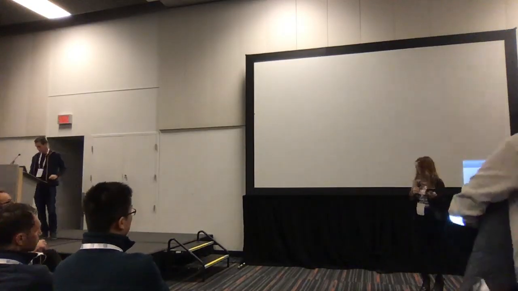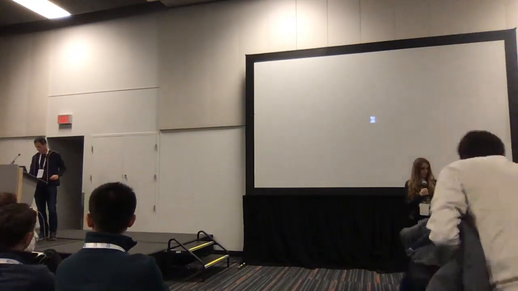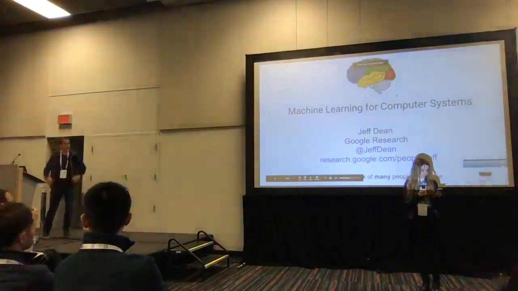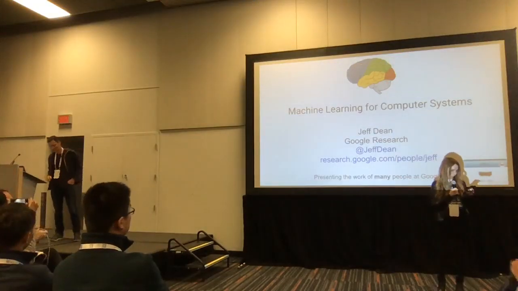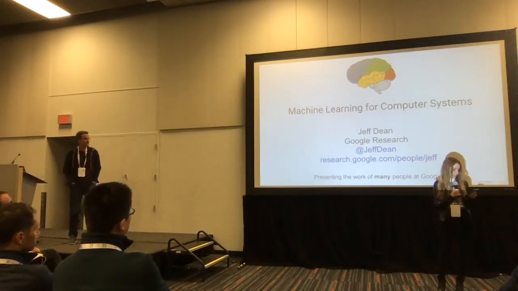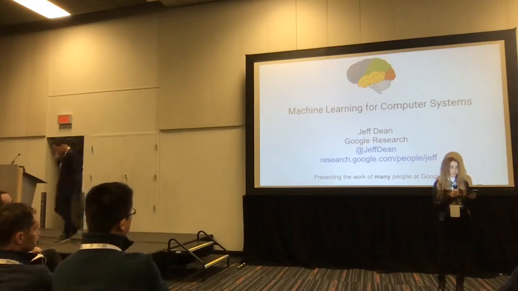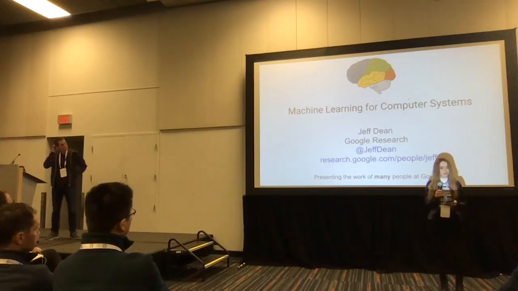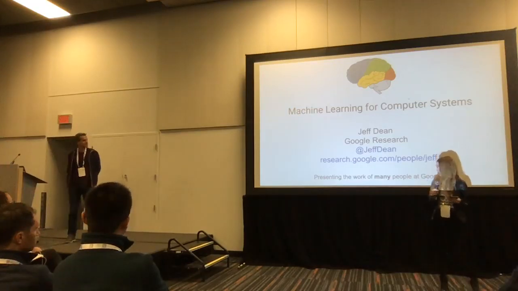So it's a great honor to have Jeff Dean as our keynote speaker. He totally doesn't need an introduction, but I'm just going to say a few things. He's a senior fellow at Google. He's the head of Google AI, Google Brain lead and co-founder, and co-designer and implementer of software systems like TensorFlow, MapReduce, Spanner, Bigtable, and so many others.